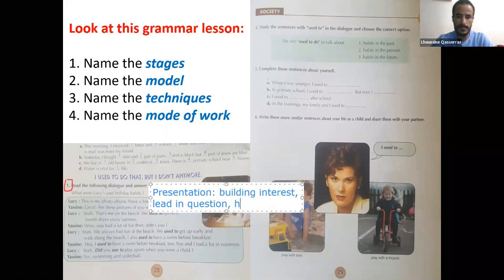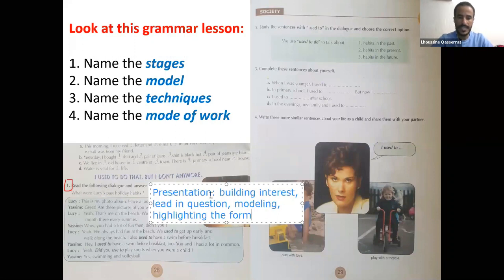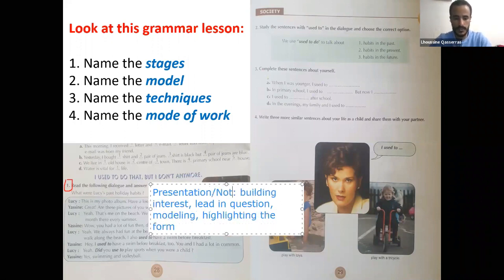Let me start with modeling. It's modeling, yeah. Among the sentences: we used to. I also used to. I used to have. Did you use to? So modeling the sentence. Then we have highlighting the form. Good. So this is presentation and what? Also, we can talk about noticing. The presentation, noticing or observation. You agree? Both. Yeah, there is color coding, modeling the sentence. Okay, so this is number one.